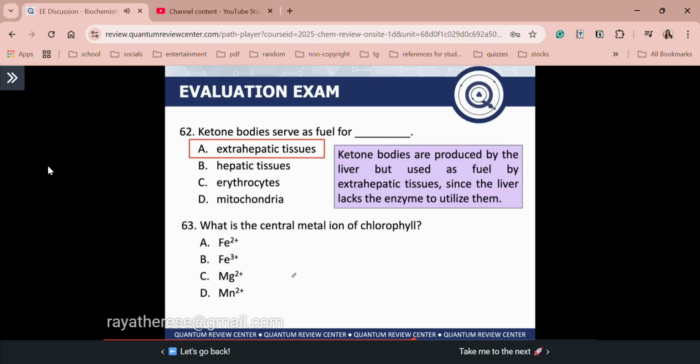Ay sir, ang dali niyan, wala pang 5 seconds, nasagutan ko na. True? So let's check. What is the central metal ion of chlorophyll? Class, all of our choices here are all metal ions. So that's why you really need to remember the center or the central metal ion of chlorophyll. Ay sir, sorry, yung guardian angel ko yung nag-answer. I hope na tama ang answer ng guardian angel mo.